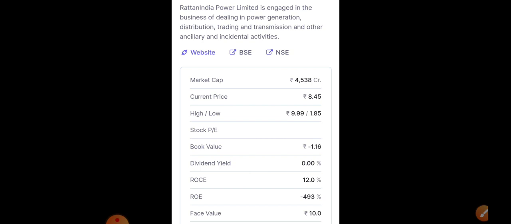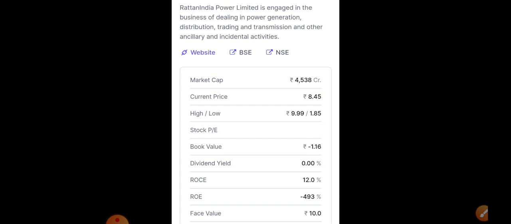Coming to Rattan India Power, from the name itself we can understand that it belongs to power generation as well as distribution and transmission. If you come to the market cap, you can see it is a 4,500 crore company, and the current price is near 8 rupees. The high is roughly 10 rupees and the low is only 1.85. So we can see it has given huge returns in just 1 year by seeing the movement itself.